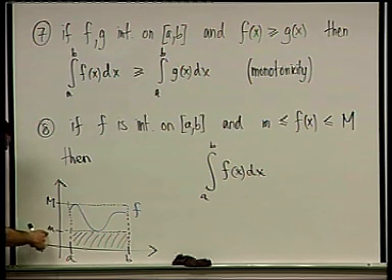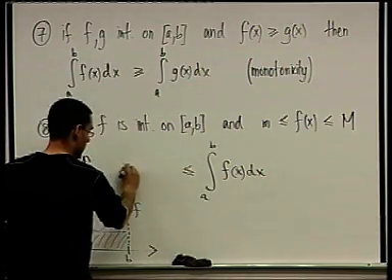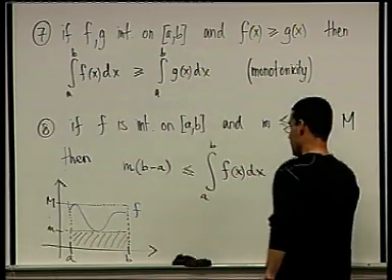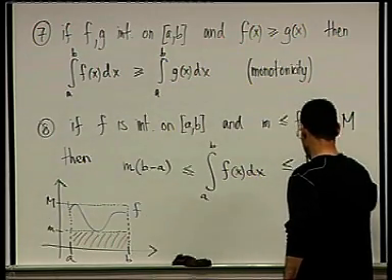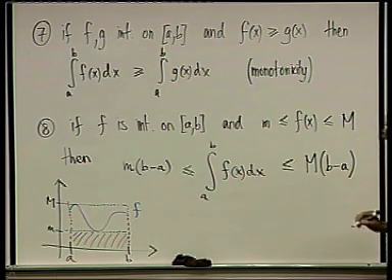What's the area under little m? Exactly. m times the length of the interval. And then here, it's big M times the length of the interval. Do you agree? Good?